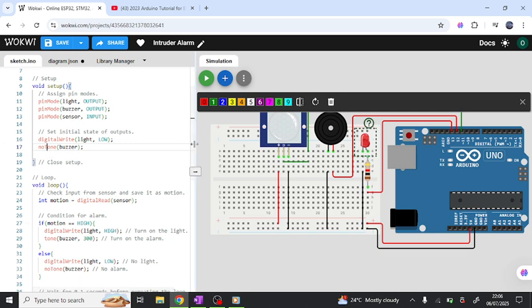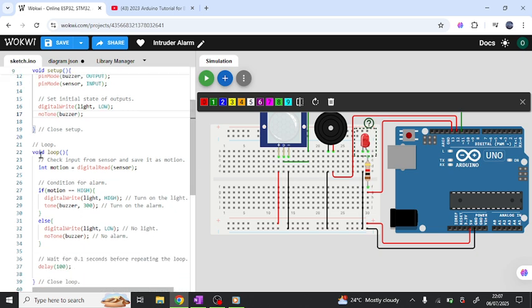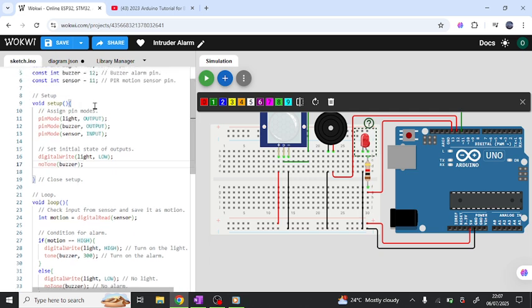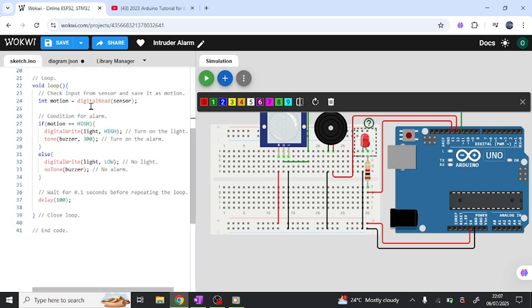And then for this other part, there are two main functions in this code: the setup, which is this, and then the loop. The loop is the part that runs repeatedly. So the first thing we'll do here is check the input from the sensor and save it as motion.